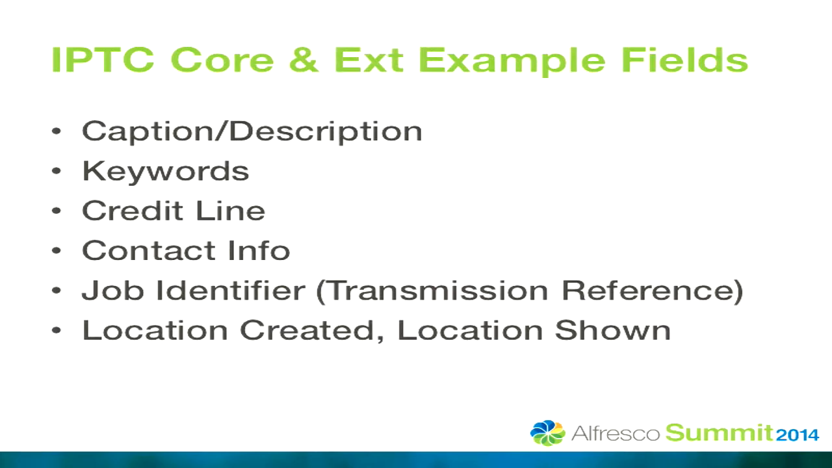So what kinds of fields are we actually talking about here? A lot of these are pretty common. You got things like caption description, keywords, our credit line, which is very important, things like contact info. And we're not just talking about here, say, the photographer who took the image, but all kinds of roles associated with producing that or different rights holders involved. Things like a job identifier for being able to track sort of a workflow between organizations, sometimes called a transmission reference. We have things, it gets into incredible detail, things like location created and location shown.